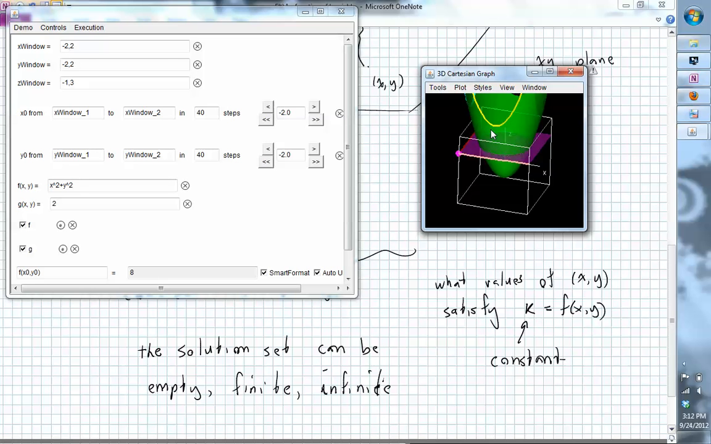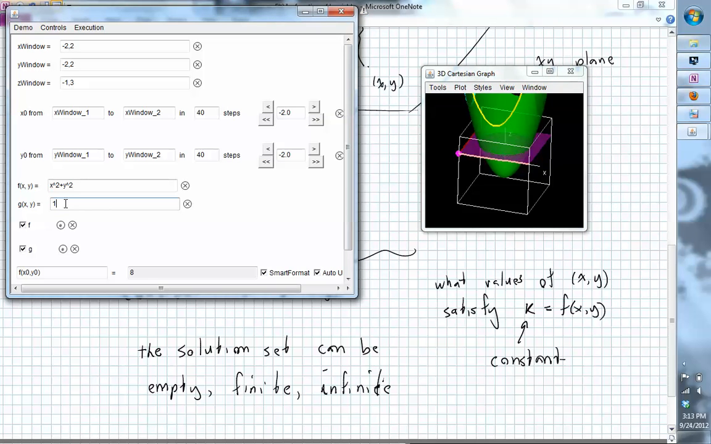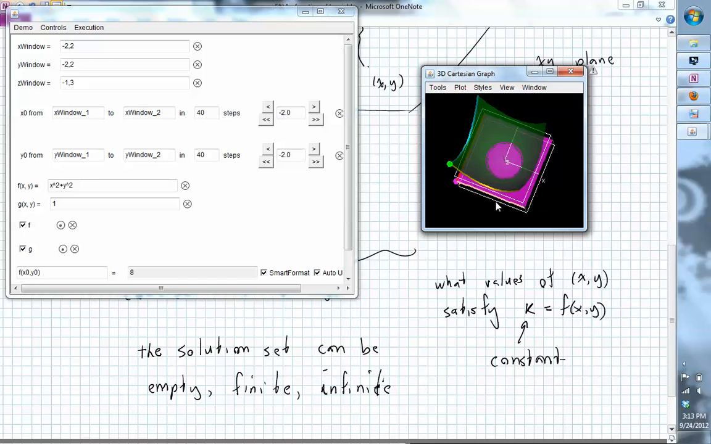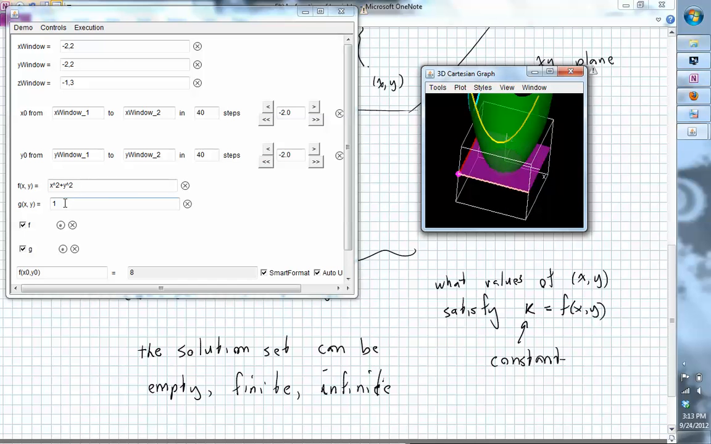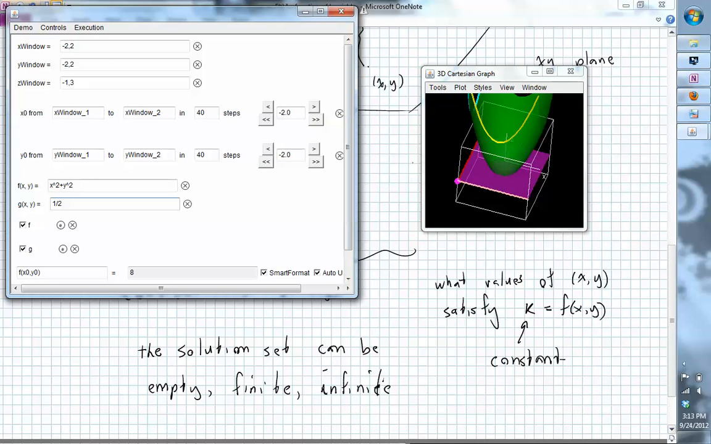So a level set will never look like this. It's always going to be the same height. And you can get a lot of information about a surface by looking at its level sets, maybe not one level set, but a whole bunch of level sets. Like, let's go down to 1. How did things change when I went down to 1? Smaller circle. Let's go down to 1/2. If I keep going down to 0, I just keep getting smaller and smaller circles, right?